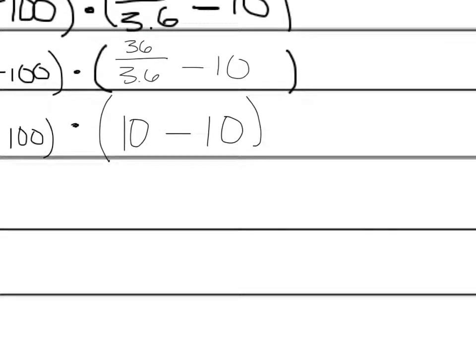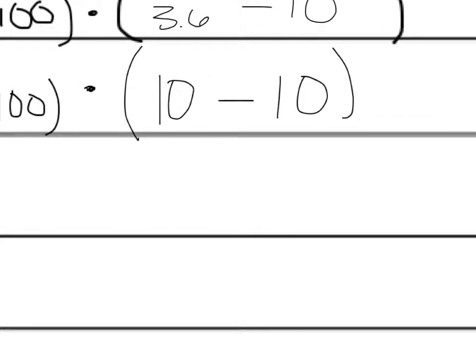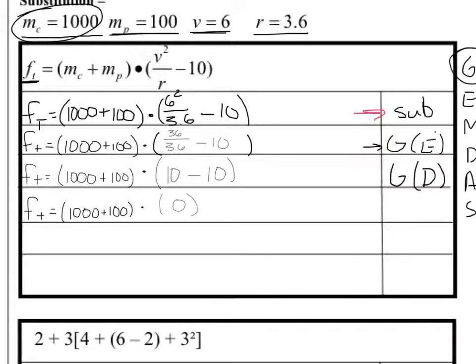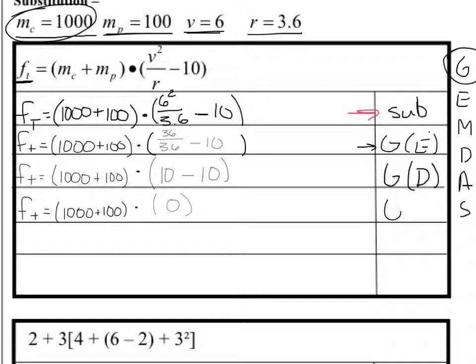I'm going to come back to that set of grouping symbols, and I'm going to do my last operation. 10 minus 10 is... Rashida, 10 minus 10? 0. And I'm going to rewrite everything else. And my explanation over here is going to be inside the grouping symbol, I did my subtraction. We still have a different set of grouping symbols, so we've still got one more step that we have to do here.